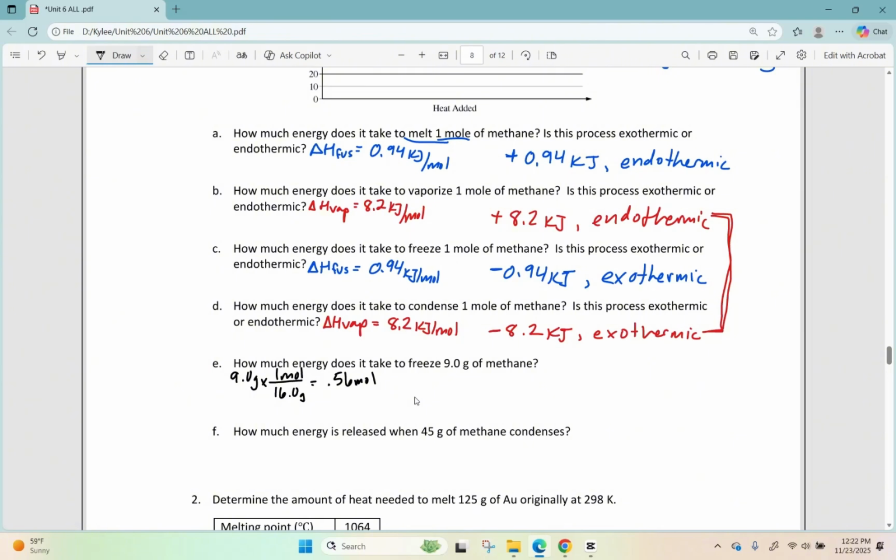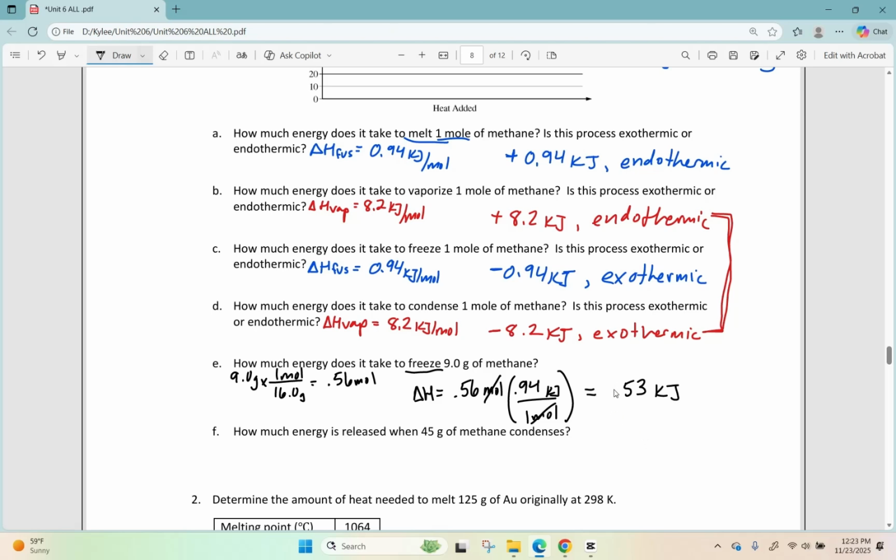If I want to know how much energy is going to be needed in order to complete this process, I'm going to take my moles, 0.56, and because this is a freezing process, I'm going to multiply it times the 0.94, because that's kilojoules per 1 mole. Moles and moles cancel. And so I'm taking 0.56 times 0.94. My calculator gives me 0.53, and that's going to be in kilojoules.